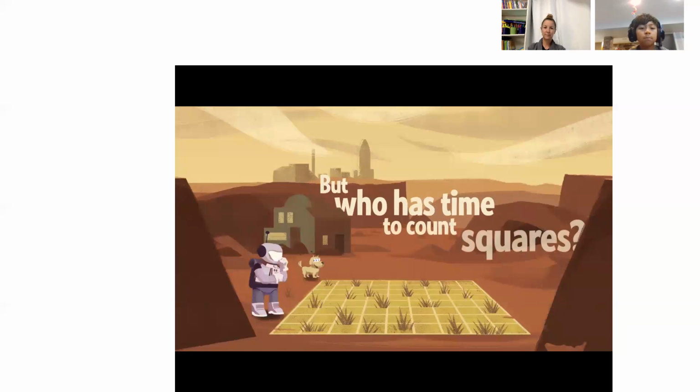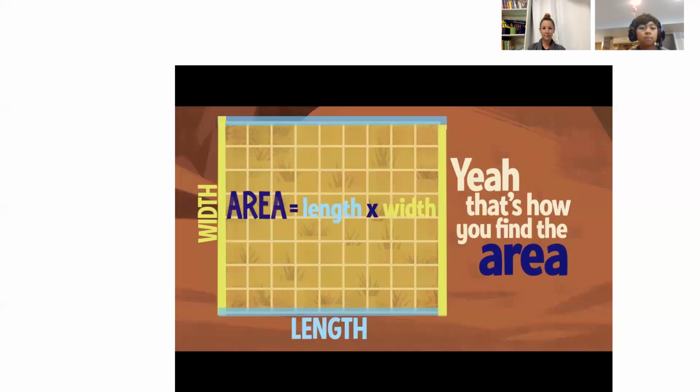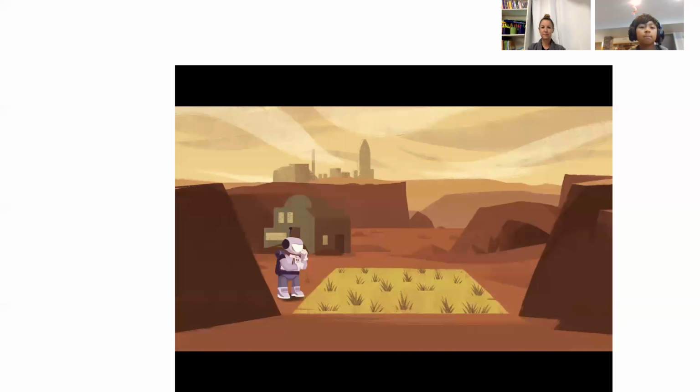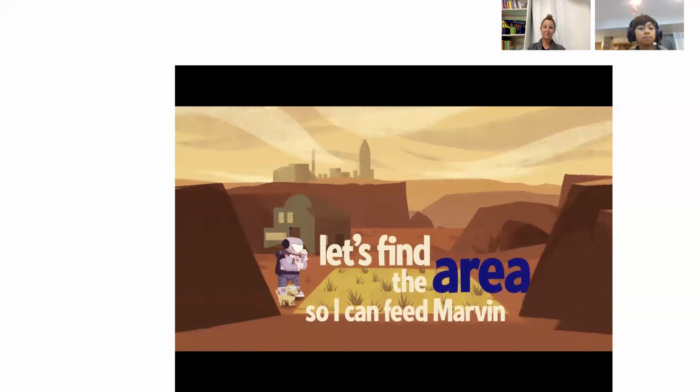Who has time to count squares? Length times width is the quickest way to get there. Yeah, that's how you find the area. A nice little formula that'll take care of you. And I need to hurry because my dog is starving. Let's find the area so I can feed Marvin.